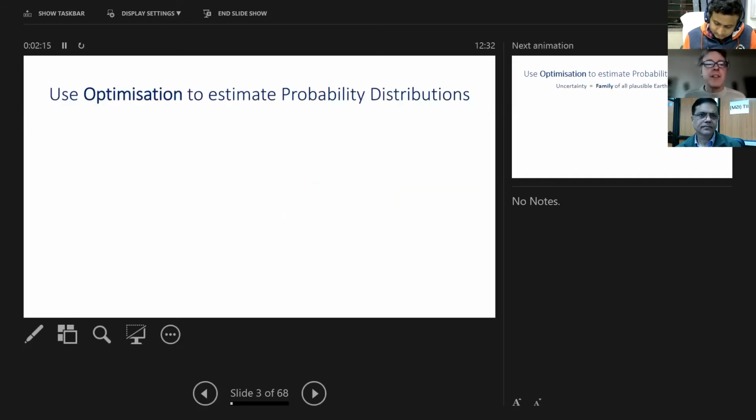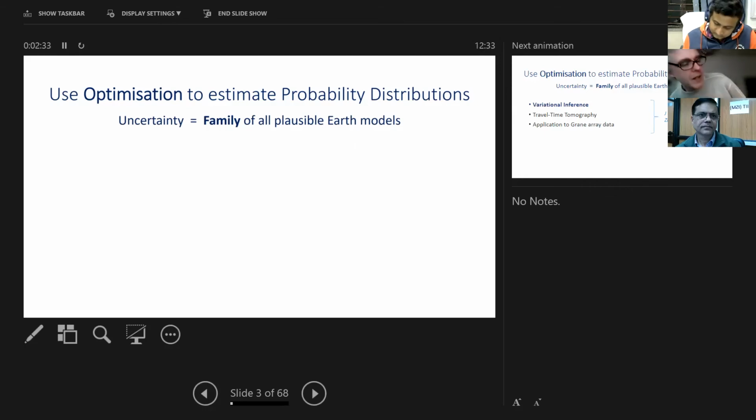What is different about variational methods is that they allow us to estimate the probability distributions we're interested in, the uncertainty distributions, using optimization rather than random sampling. We are still trying to find the family of all the plausible Earth models, but rather than relying on Monte Carlo, which is an exploration of space through sampling, in variational inference we take a slightly different approach, which allows us to use optimization methods.